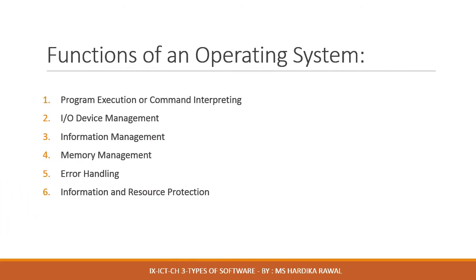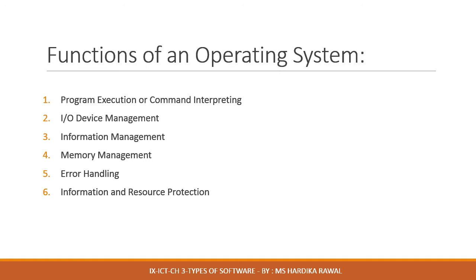Let us understand the functioning of an operating system. The first one is program execution or command interpreter. The command interpreter is a part of any operating system. It receives the command from any application or system, interprets it and executes it.